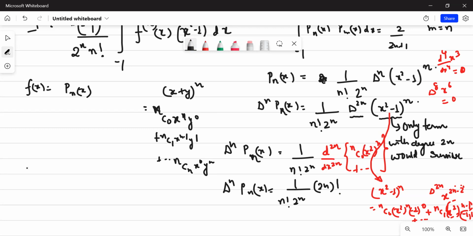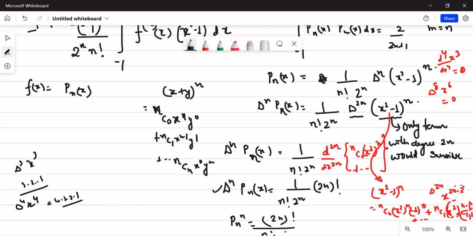आप खुद सोचो, if I differentiate x cube 3 times, what I'll get? 3 into 2 into 1. Simple. If you differentiate x to the power 4, 4 times, what you'll get? 4 into 3 into 2 into 1, nothing else. You can do it on your own. So in any case, the nth derivative of Pn would be equal to 2n factorial upon n factorial and 2 raised to power n.